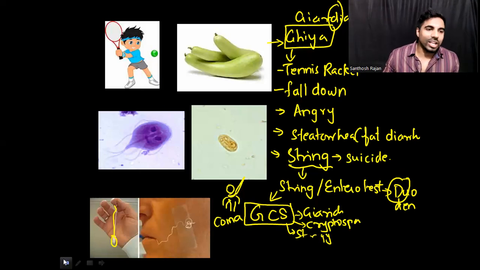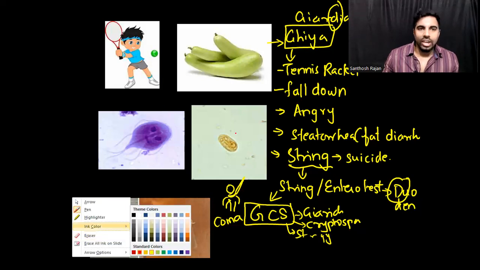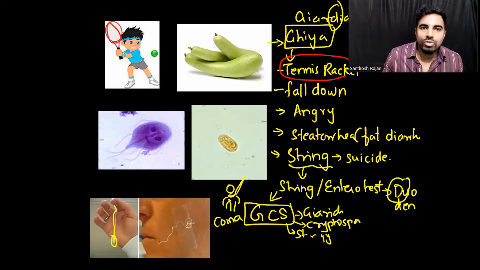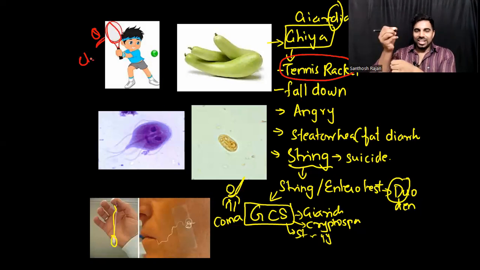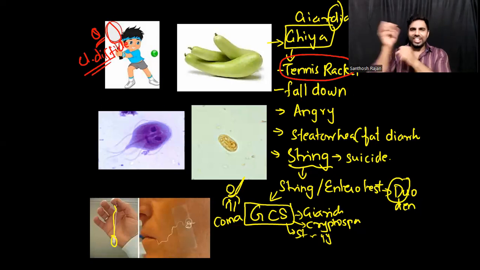Okay, let's go to other points. I gave so many clues already. First one, tennis racket appearance. This is a question. Which of the following is the tennis racket appearance? This one. There is also Clostridium. Clostridium difficile. Difficult tennis match. Clostridium difficile. Very easy. Difficult tennis match.